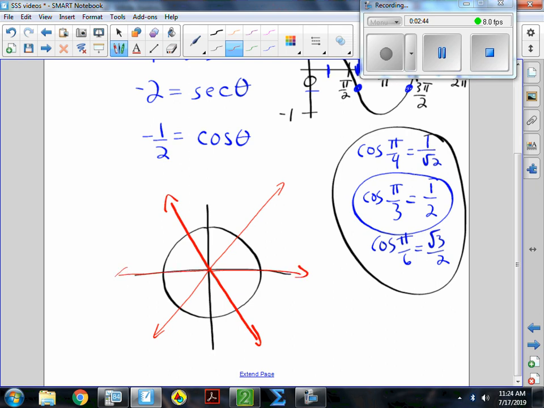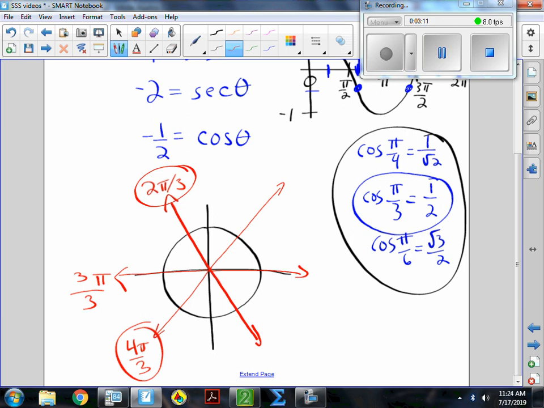So the red line split my graph into pi over 3 chunks. So I'm looking at 2 pi over 3 in quadrant 2. Pi is equal to 3 pi over 3. And then quadrant 3 is 4 pi over 3. So 4 pi over 3 and 2 pi over 3 are the two values where cosine theta is equal to a -1/2. It's the left side of the graph from this perspective.